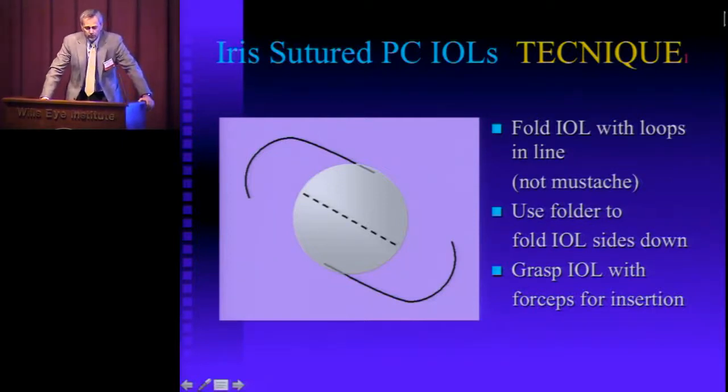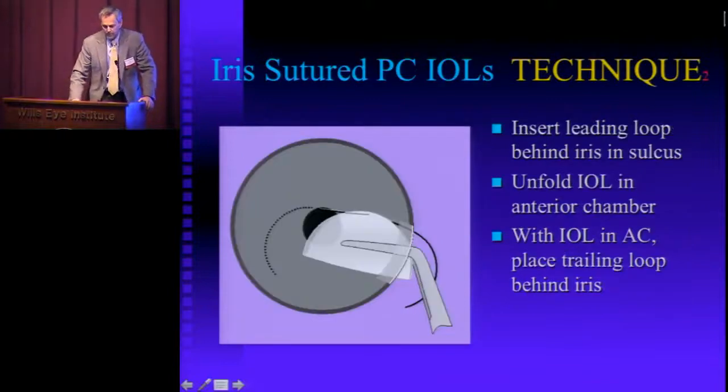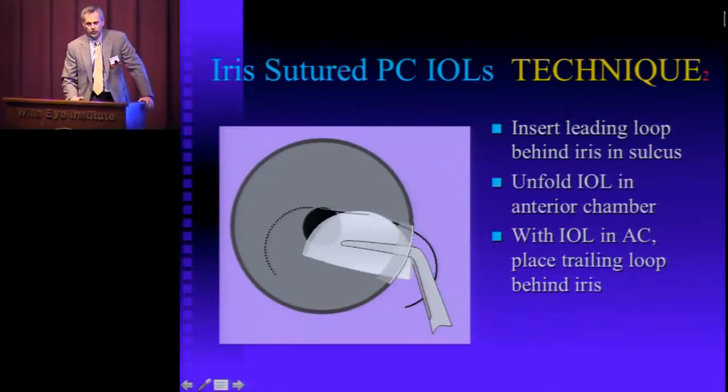You can fold the lens with loops in line. This is not the old mustache fold, but it's folded axially like you see here. And then you use the folder to push the lens into the eye through the small incision that you've made, passing the lead loop behind the iris, and then unfold the lens inside the eye in the anterior chamber so that your lead loop is behind the iris and the optic of the lens is in front of the iris.